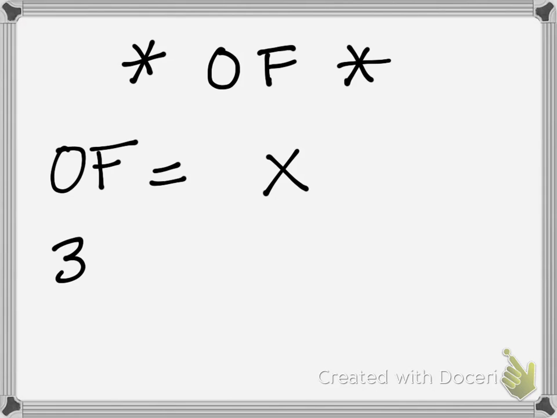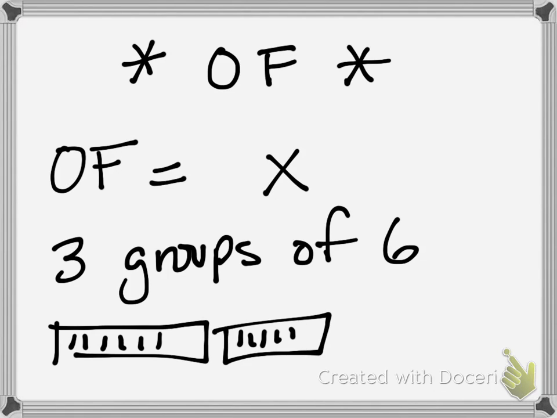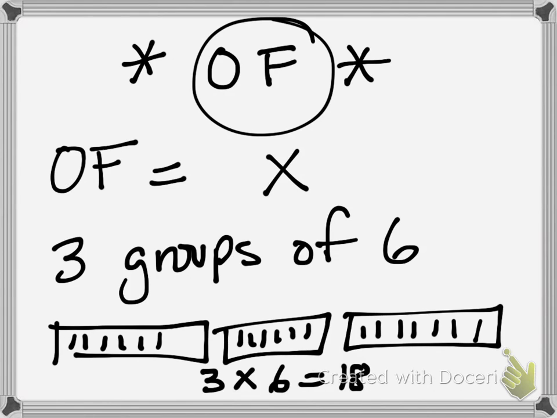If you saw something like 3 groups of 6, that meant that we had 3 different groups of 6: 1, 2, 3, 4, 5, 6, and again, and again. 3 different groups of 6, and of course that equaled 18. So that "of" is like saying 3 times 6, which equals 18. So we need to remember that when we have "of," then we are talking about multiplication.